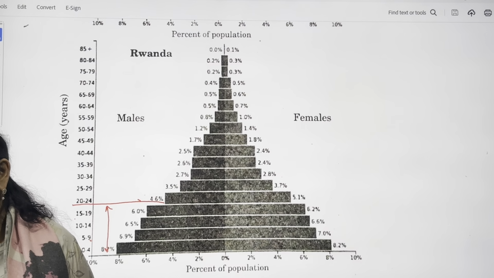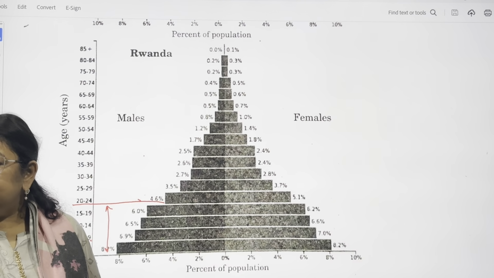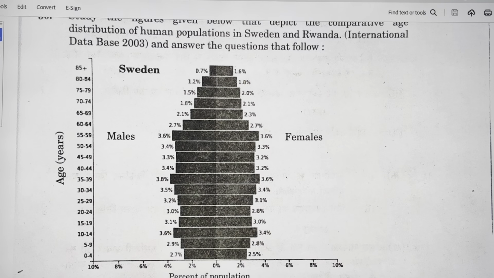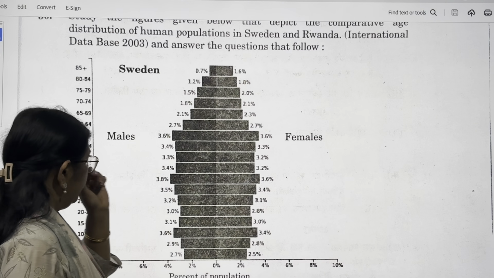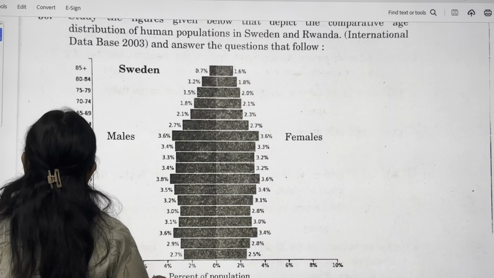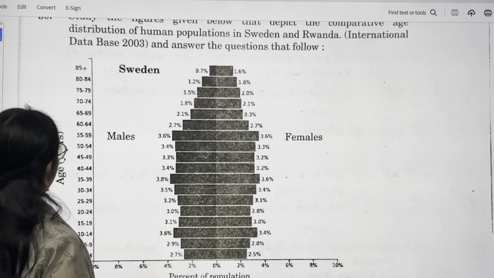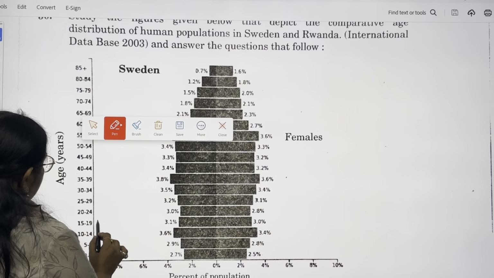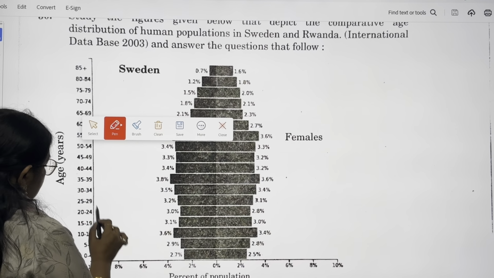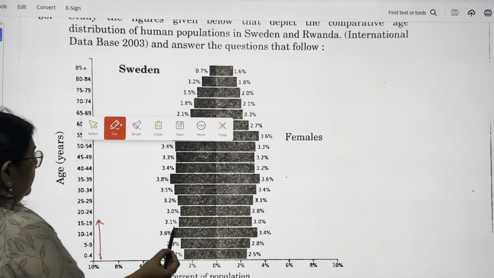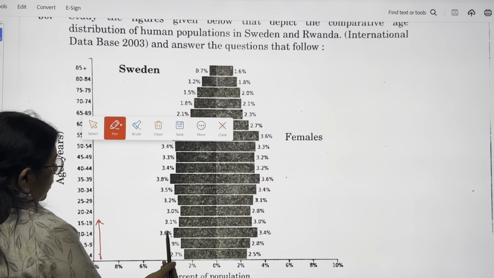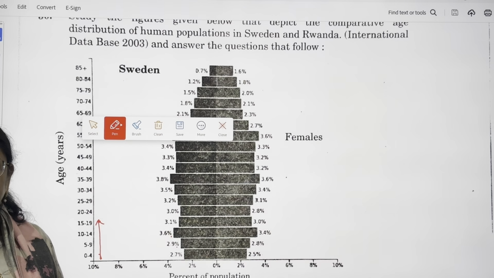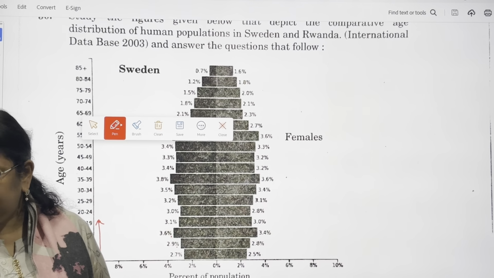Second question, Sweden has an age distribution that is approximately of the same width near its base as at the apex. Here, this is the pyramid of Sweden. So this will be of declining type. Declining type of age pyramid is this because the population which falls in this category of the reproductive phase is lesser. From 3.1% it has declined to 3.6%, then 2.9, 2.7. So in the near future the population of Sweden will be decreased, will be lesser.